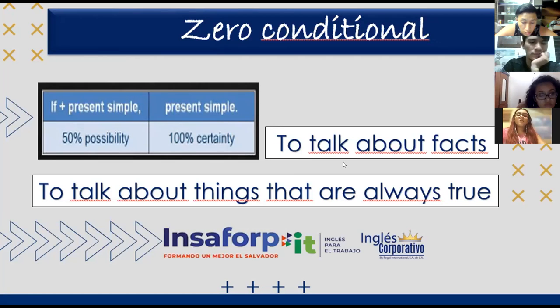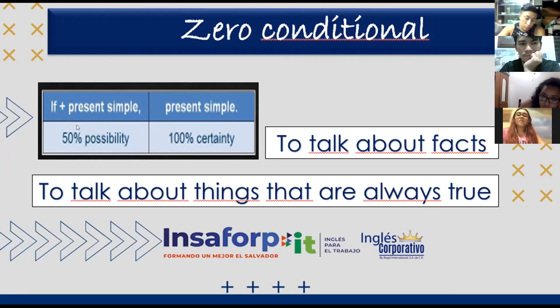Esto nos sirve para hablar, to talk about facts, para hablar acerca de hechos. To talk about things that are always true. Este zero conditional es para hablar de cosas que siempre van a ser así. Okay? Una condición y una consecuencia. Una causa y una consecuencia. Okay? A cause and a consequence of that cause.